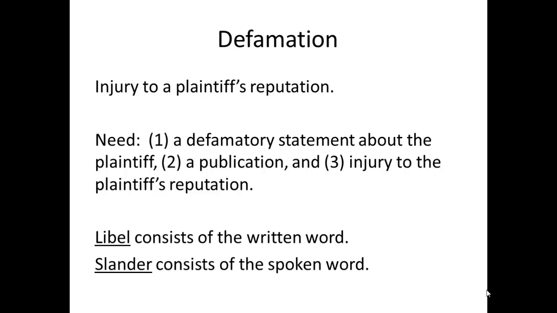Now, the statement must include a defamatory assertion of fact. Mere name-calling is not enough. So if, for example, one of you was to come up to me and say, Dr. Engdahl, you're a pretty poor professor, and you did so in the presence of others. Again, this is not a defamatory assertion of fact. This is your opinion. It's not going to rise to the level of a defamatory statement.